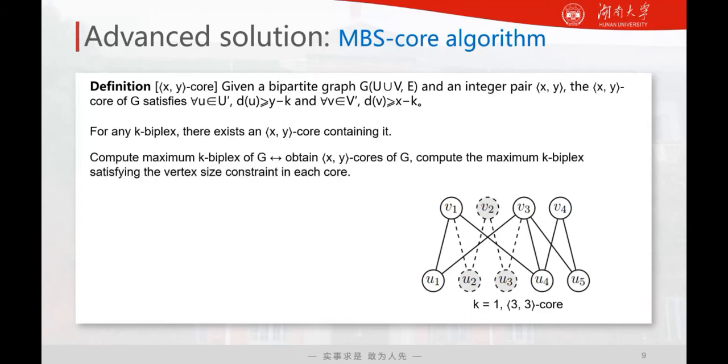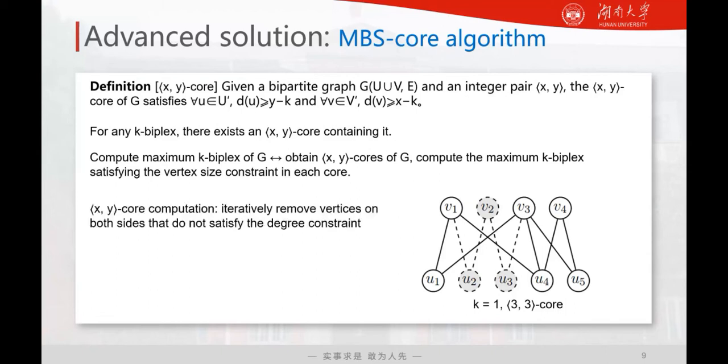Then the whole problem can be transformed into computing all xy codes in the graph and then computing the K-biplex in each code. In this way, we can reduce the size of the graph. The calculation of the xy code is similar to that of K code, which is a peeling-based approach that iteratively removes the vertices that unsatisfy the degree constraint. For example, the figure shows 3-3 code when k equals 1.